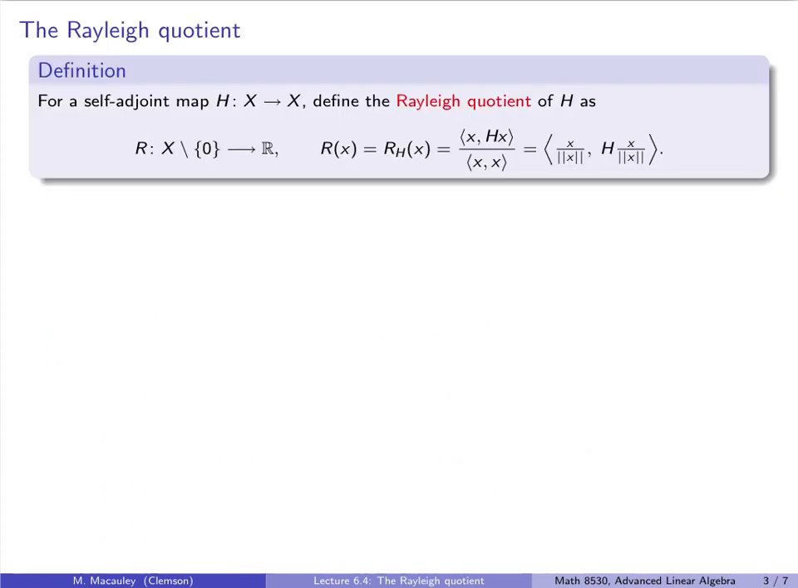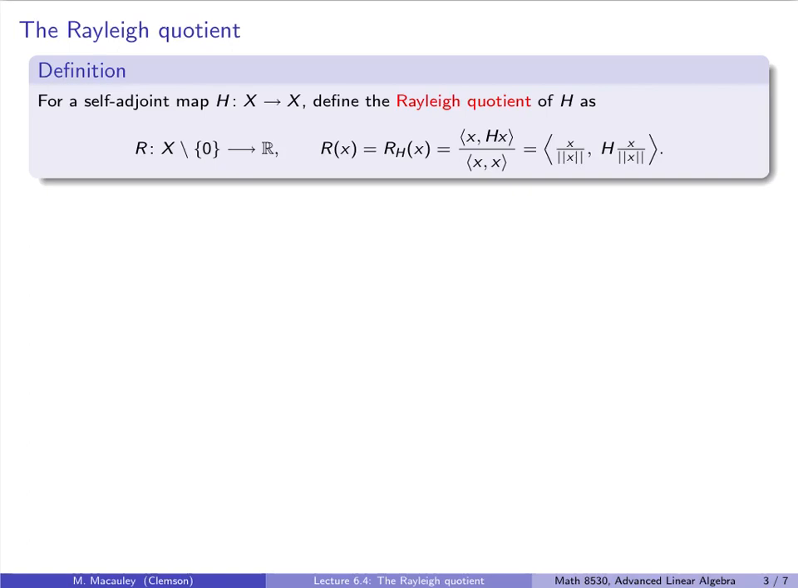It's time for a definition. Given a self-adjoint linear map H, its Rayleigh quotient, which we denote as r sub H of x, or just r of x if H is understood, is a function defined for all non-zero vectors that outputs a scalar, and it's defined as the inner product of x and hx divided by the inner product of x with itself.